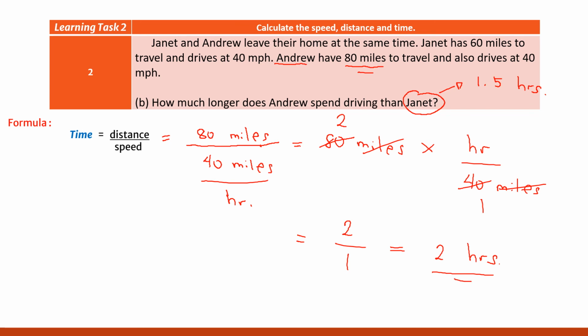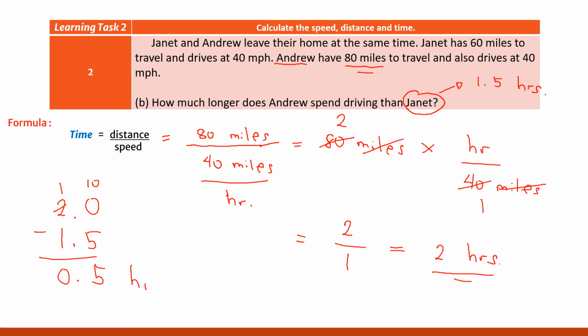Now, ano nga ulit ang tanong? How much longer does Andrew spend driving than Janet? So, isubtract natin ngayon. From 2 hours, isubtract natin yung time travel by Janet na 1.5 hours. So, we have 2.0 minus 1.5. 0 minus 5, of course, cannot be. Borrow 1 from the whole number 2. So, 0 will become 10. And 2 will become 1. And 10 minus 5 is 5. Then, copy the decimal point. Then, 1 minus 1 is 0. So, the answer is 0.5.